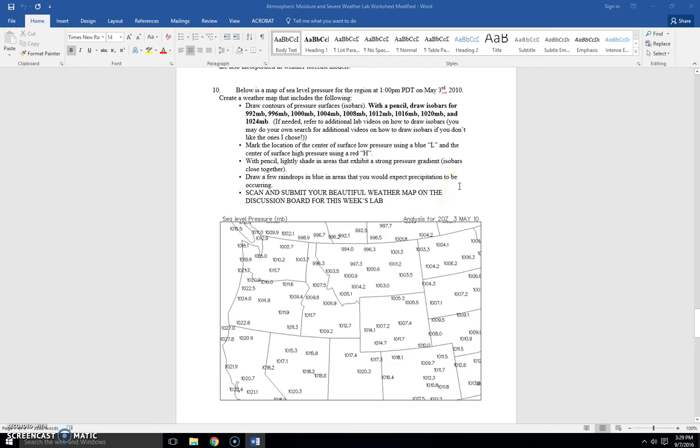Now this would be where you think. I bet you're thinking that it would be between the high and low pressure areas where you've got cooler air and warmer air, and where those air masses collide, that's where you're going to be getting some precipitation. Once you've created a beautiful weather map, you get to scan and submit it in the discussion board.